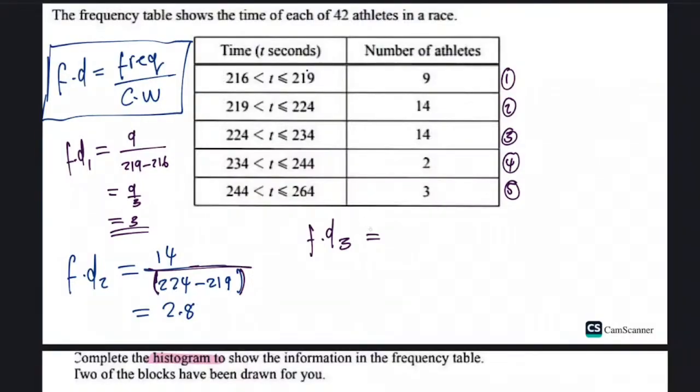Now let's see, frequency density, which one did we do? Oh, we are on the third one. For the second one, the third one is also 14. I thought I made a mistake. Okay, so it's 14 divided by the class width this time. It's always bigger one minus smaller one for class width. So it's 234 minus 224. So we say 14.